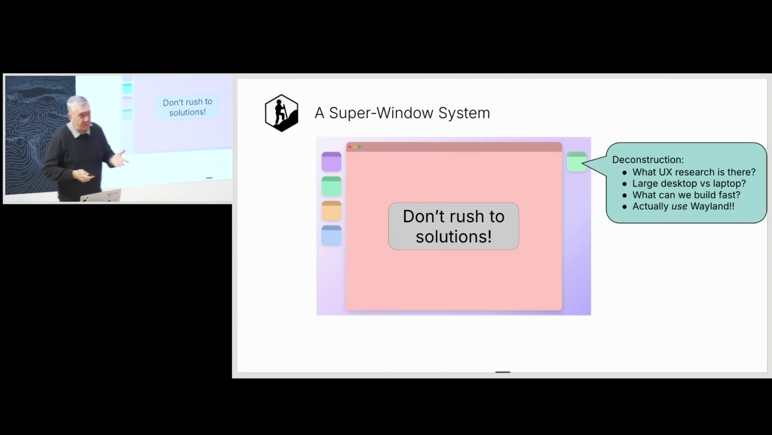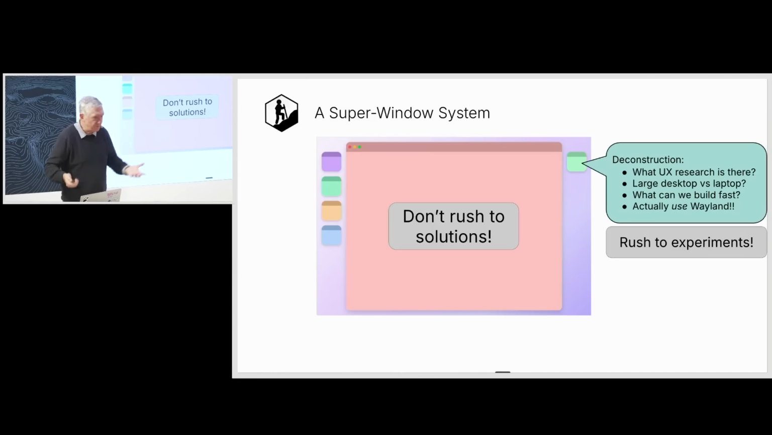Maybe Wayland can actually build some of these things that cross all of these boundaries. And so, rush to experiments. Don't try to ship something in a month. Just build something, try it out, see how it feels.